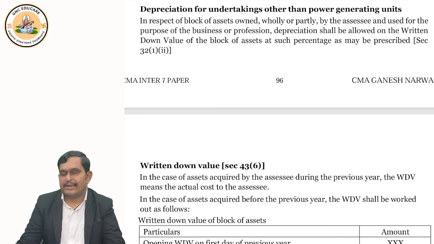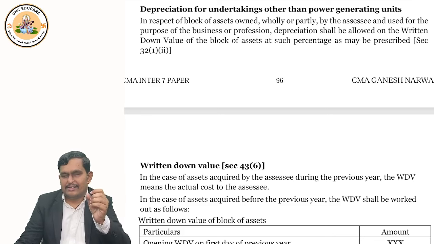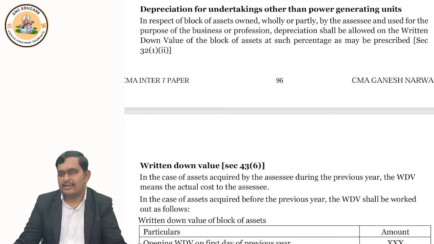But from the second year onwards, what will happen? We'll deduct depreciation from actual cost. Then we'll get the WDV for second year. Similarly, WDV for third year, fourth year. So WDV is available every year. So we'll take opening WDV on the first day of the previous year.